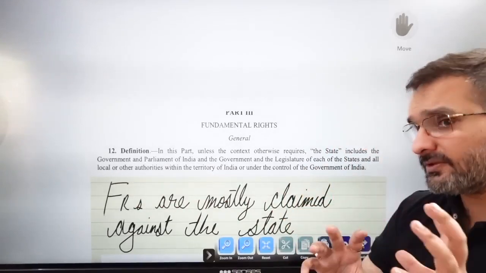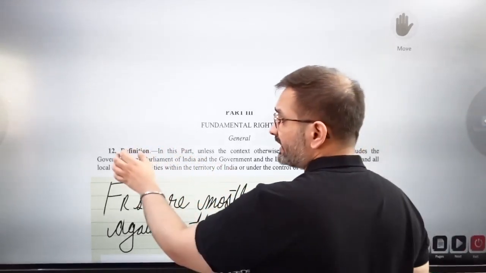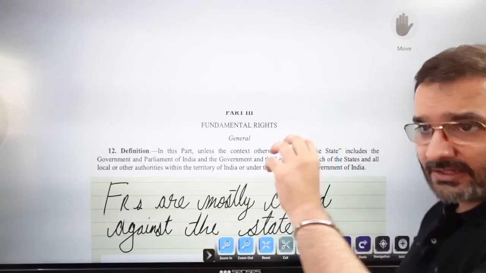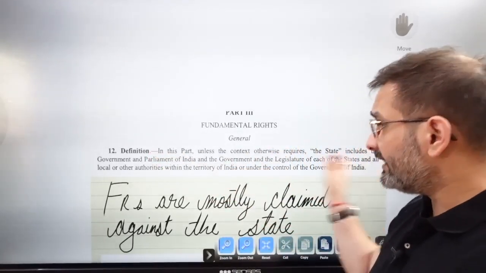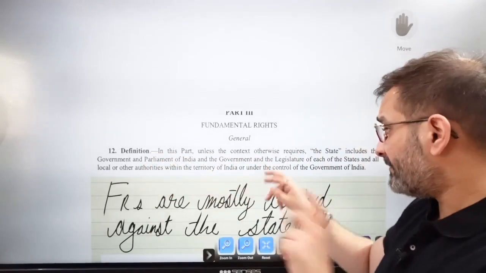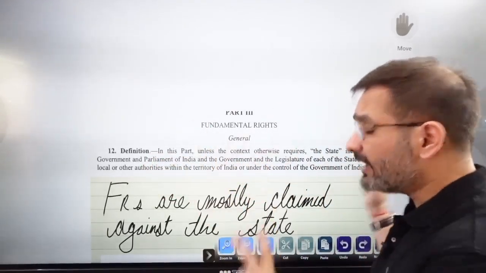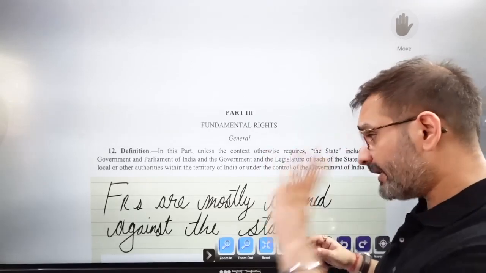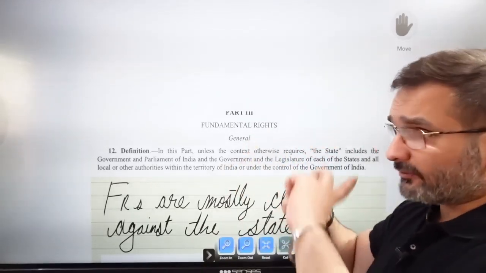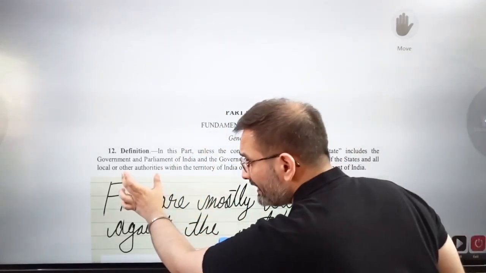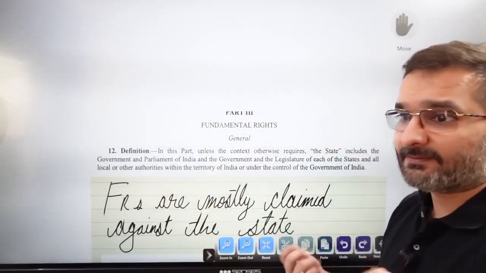So as soon as you're going to start out this answer, you're going to say Article 12 is the first article in part 3. It contains that the state will mean government and parliament of India, point number 1, government and legislature of each state, point number 2, all local or other authorities, point number 3. And the whole fight is, and why are we writing this answer and why the question will pop up, is what is the meaning of this other authorities?